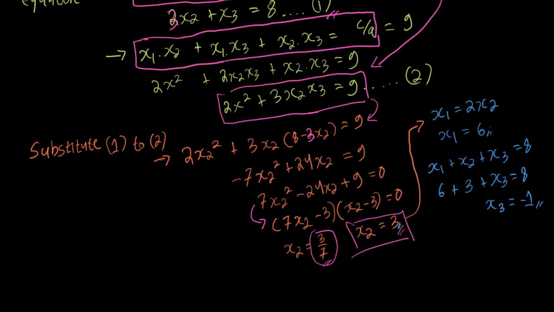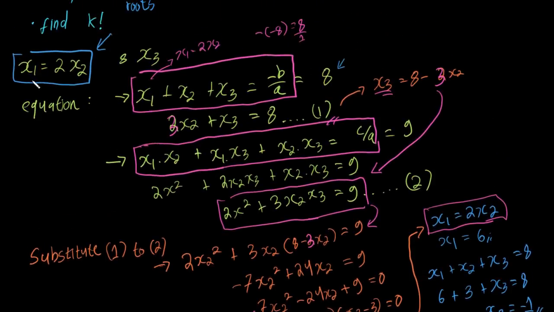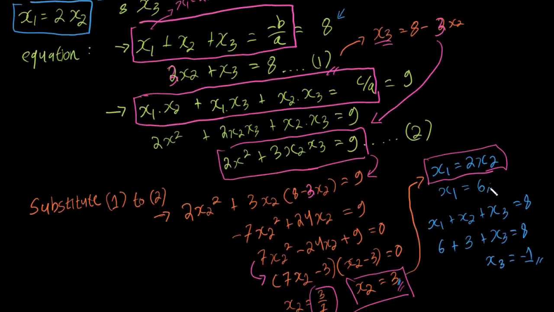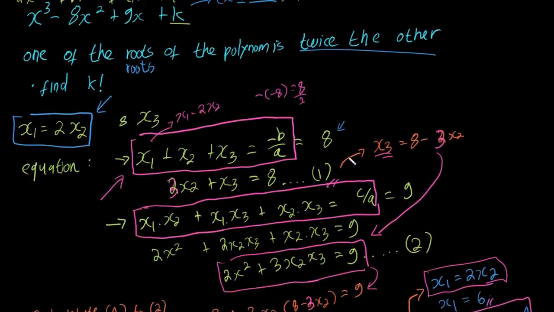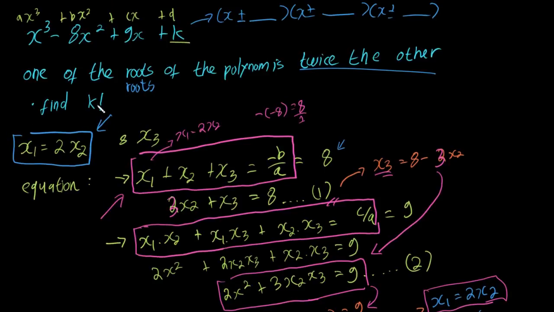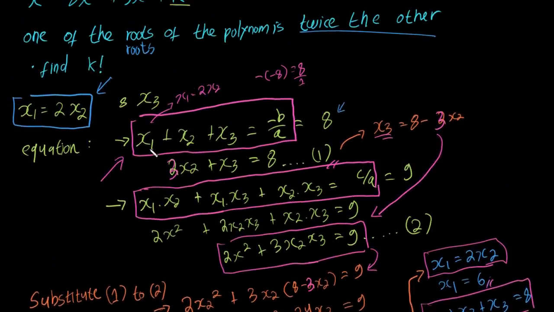Wait, is this on? Okay, this is on. If you get x2, you get x1, because in this equation, x1 equals 2 times x2, and so x1 is actually 6. Then in this equation you'll get this, and you already know x1 and x2, and only x3 is left, so you get x3 as minus 1. And then, oh yeah, the k. Wait a minute, where are we asked? Oh yeah, find the k.